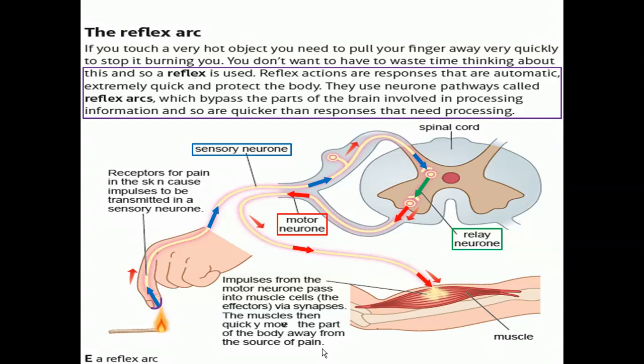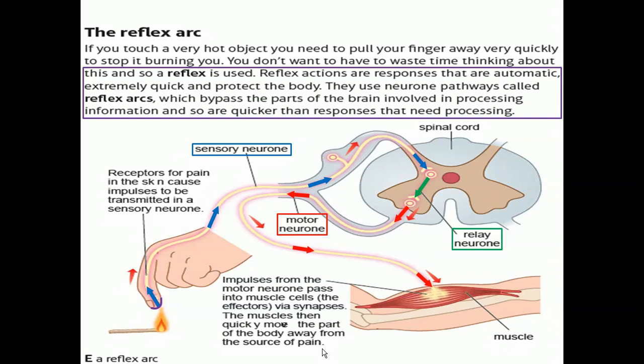Now this is an example of a reflex action because it's a response that is automatic, it's extremely quick, and it's used to protect the body. So this neuron pathway is called a reflex arc. One of the things with a reflex arc is it usually bypasses the parts of the brain that are involved in processing. It's a quicker response because you don't have to process that information. You do it automatically, you don't think about it.